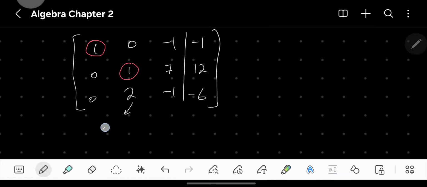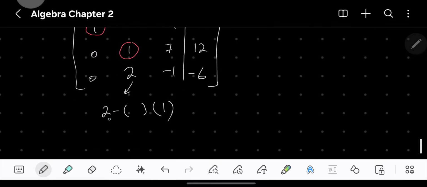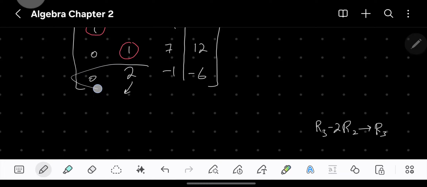How can I make it 0? If I write 2 minus something times the pivot entry, which is 1, that means this 2 is coming from R3, and this 1 is coming from the pivot entry R2. So this is the operation which I will perform: R3 minus 2R2. And these changes will be made in this row because I have to make this 0.